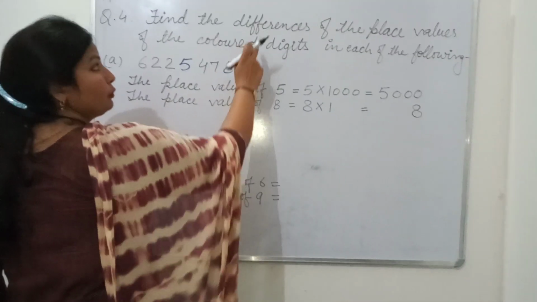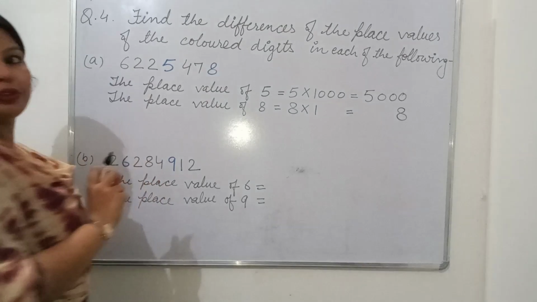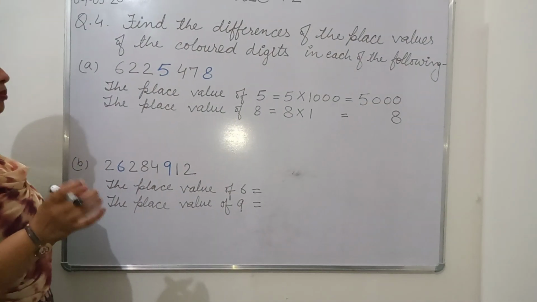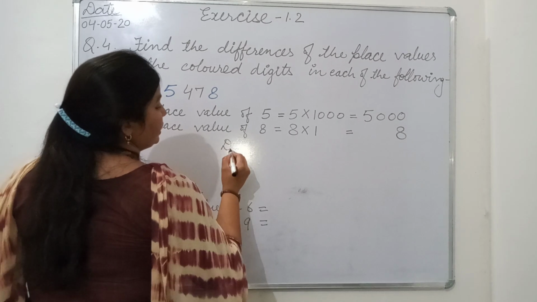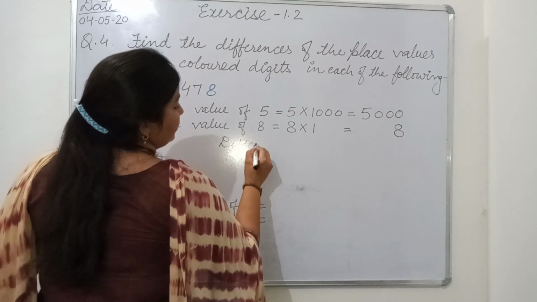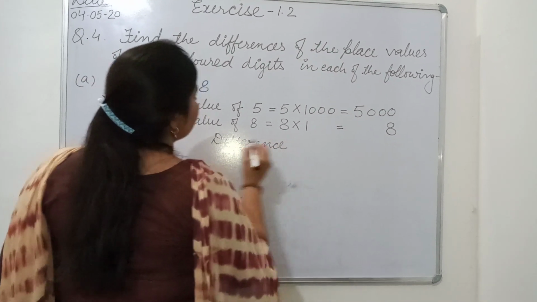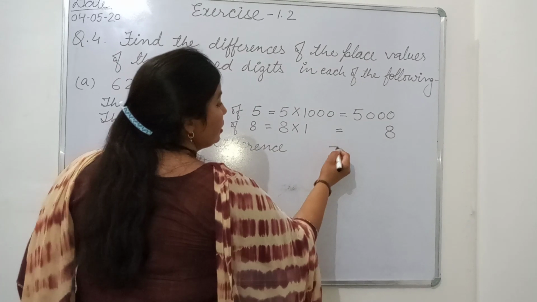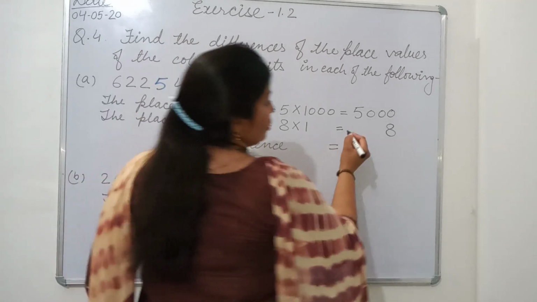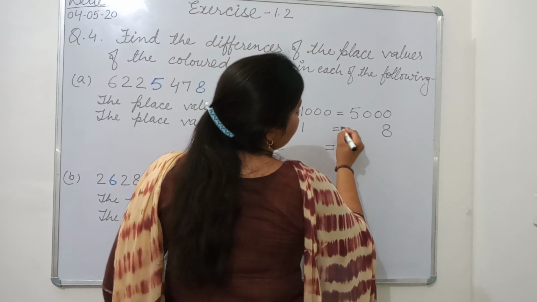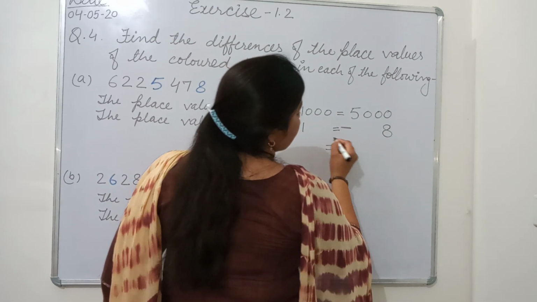Now here we have to find the difference. So for difference what do we do? We will do minus. So now difference. We write here difference, because the answer of subtraction is called difference. So difference means we will do minus. So here we will do minus. So we will put here the minus symbol.